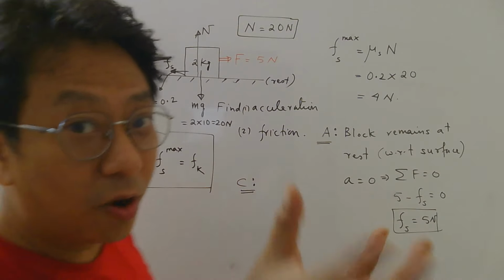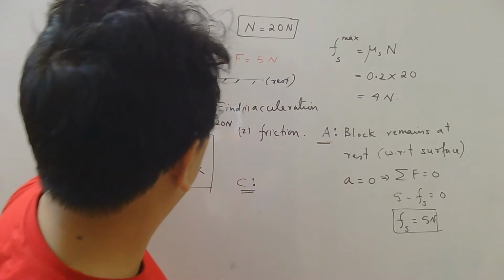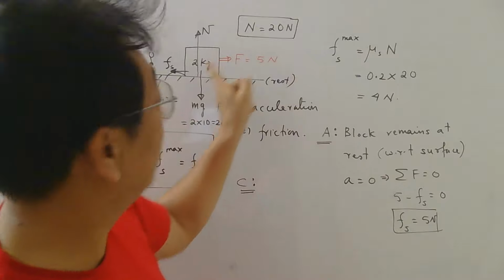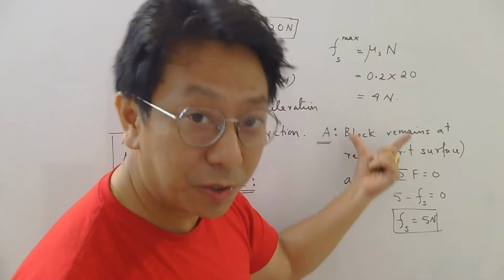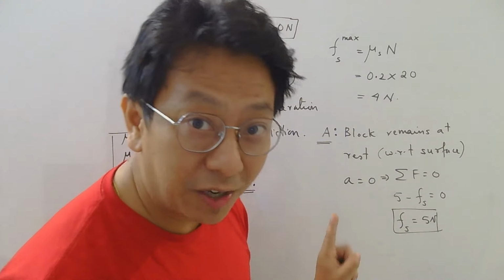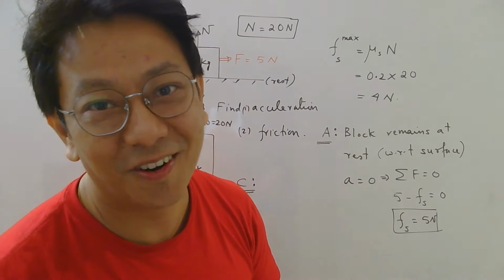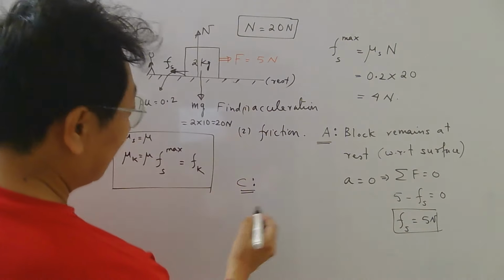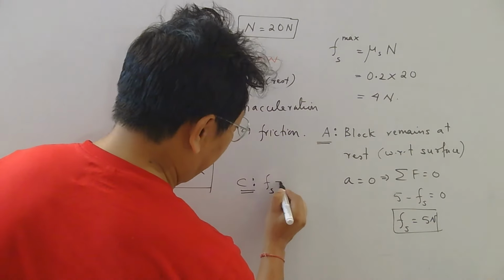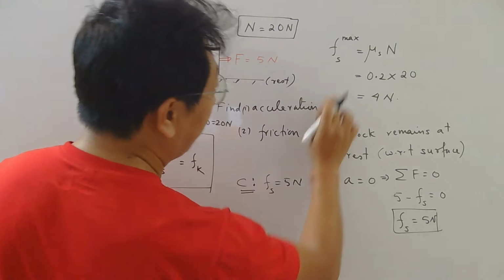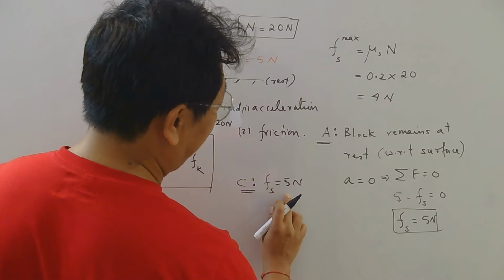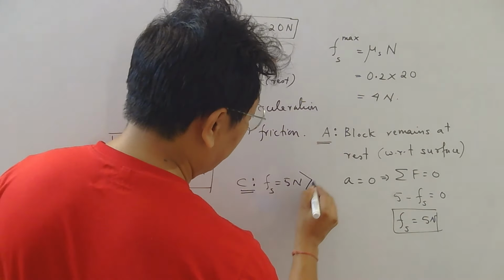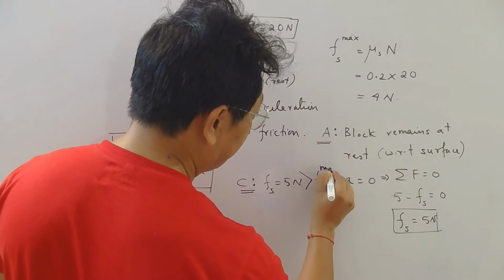Now to keep the block at rest, somebody has to balance 5 Newton, and that somebody is static friction. So calculate the static friction by assuming this. Now check whether your assumption is correct or not. How to check? Whatever static friction you got, 5 Newton, compare with the maximum value. Is this more than the maximum value or less than the maximum value? This is coming more than Fs max.